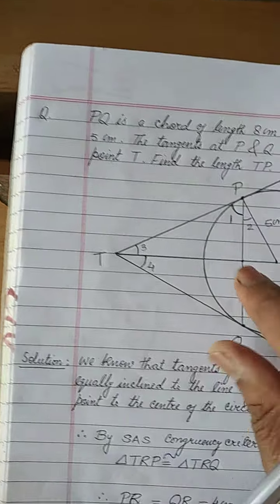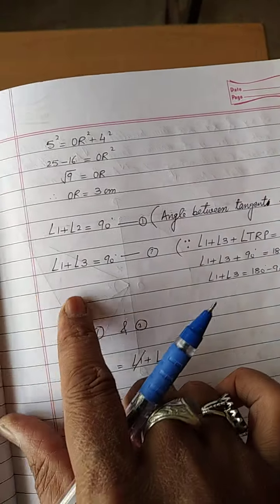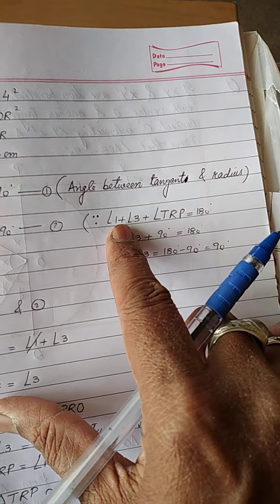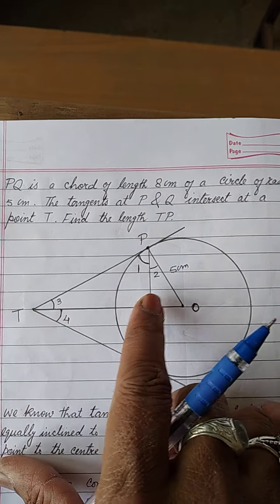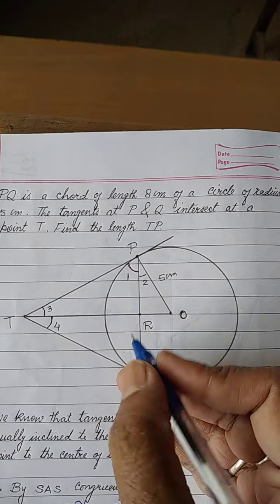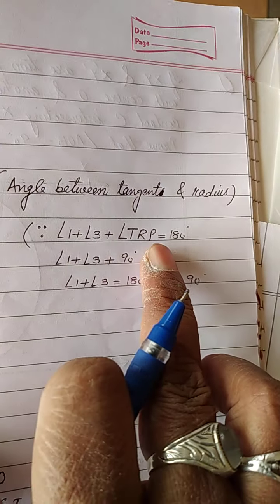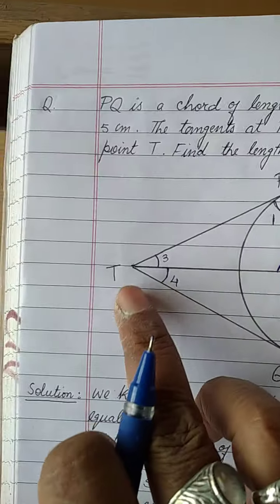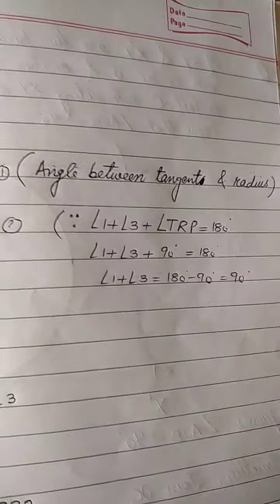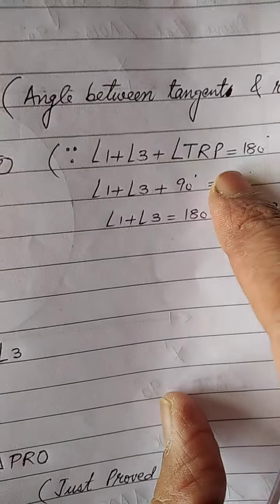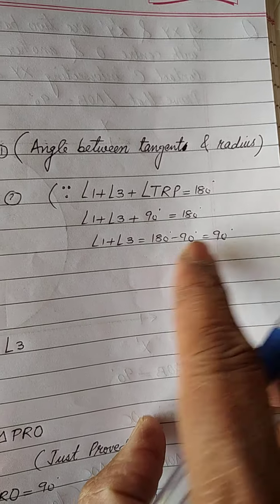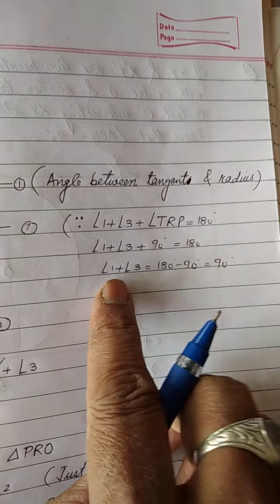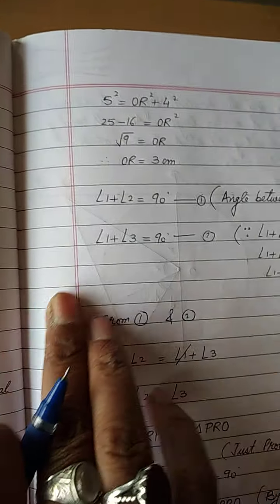Also angle 1 and 3 when you add, that is also 90 degrees. Why? Because if you take this triangle, angle 1 plus angle 3 plus angle TRP is equal to 180. TRP means this angle, that is already 90 we have proved. So in place of TRP we can write 90. So angle 1 plus 3 is equal to 180, and 90 will go that side. So it will be 180 minus 90 is equal to 90. That's why angle 1 plus 3 is also 90 degrees. That's why I have written here.